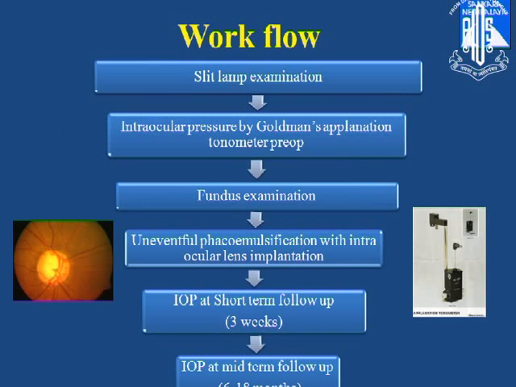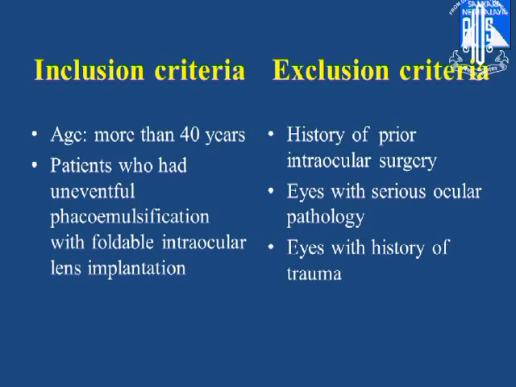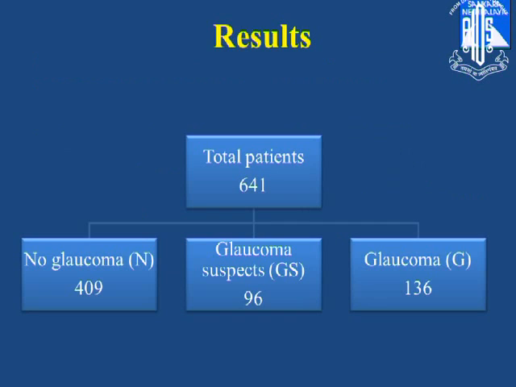Pre-op evaluation was done including intraocular pressure by Goldmann's applanation tonometer, at short-term follow-up as well as mid-term follow-up. Glaucomatous eyes were primary open-angle glaucoma, angle-closure glaucoma, normal tension glaucoma, whereas glaucoma suspects were primary angle closure suspects, ocular hypertension, and disc suspects. All the patients over the age of 40 years who underwent uneventful phacoemulsification were included in our study. Out of 641 patients, 409 were non-glaucomatous, 96 were glaucoma suspects, and 136 were glaucoma.